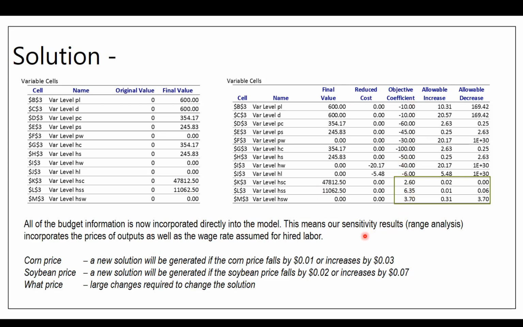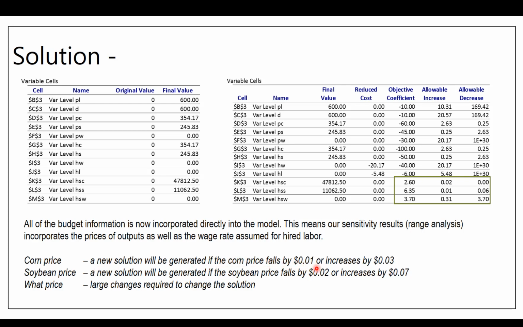You can see it all right here. So that means our sensitivity, our range analysis over here, the allowable increase and decrease, includes everything. So the one time we played with this before, we were looking at the wages for hired labor and family labor as the internal wage. Now we have crop prices, per bushel prices here. So let's just look at that.